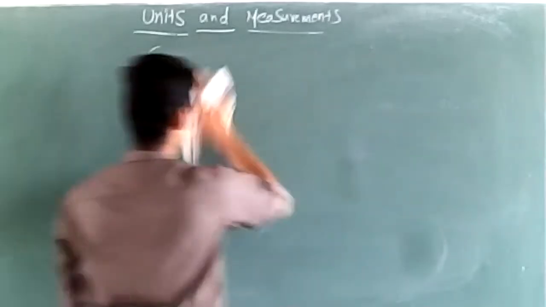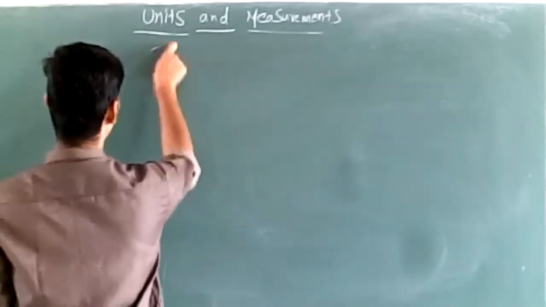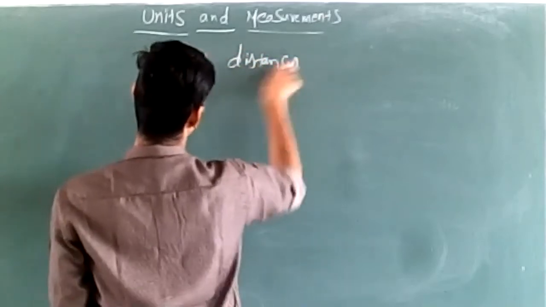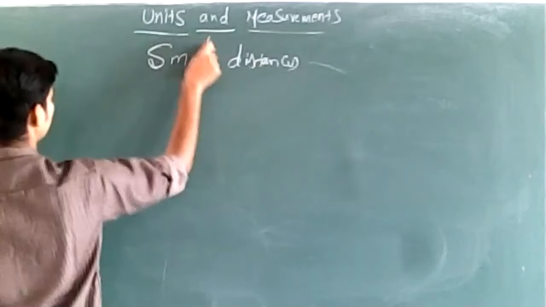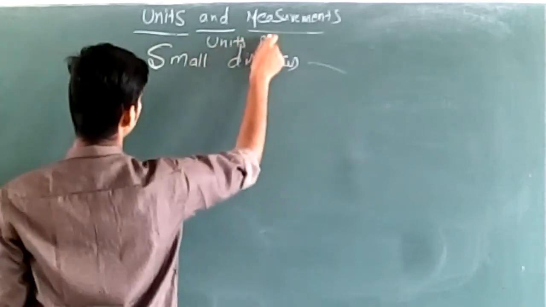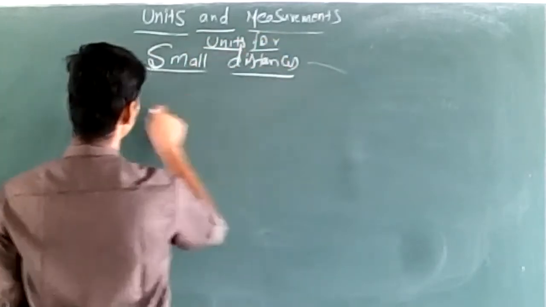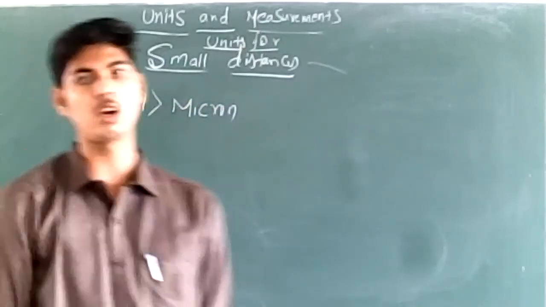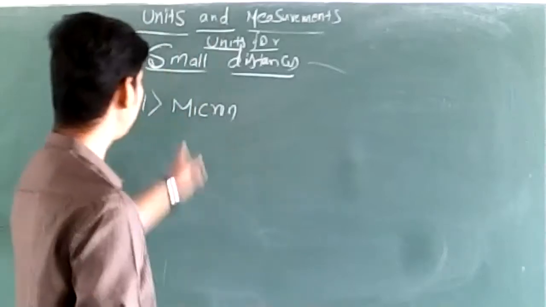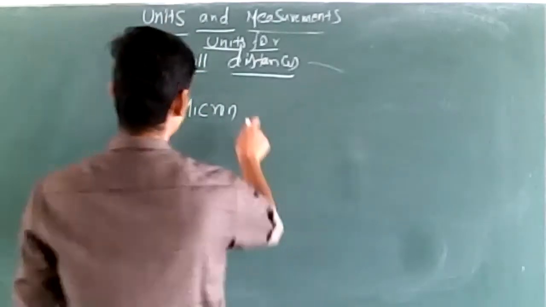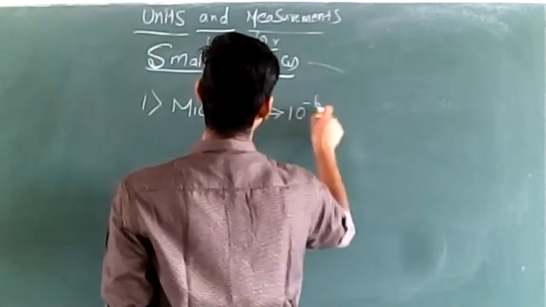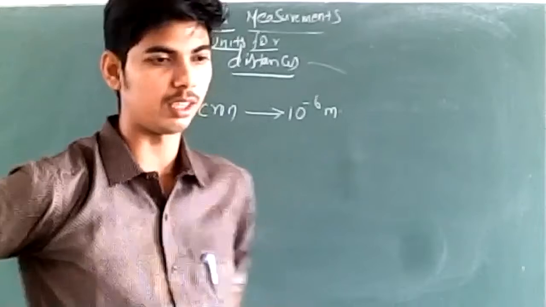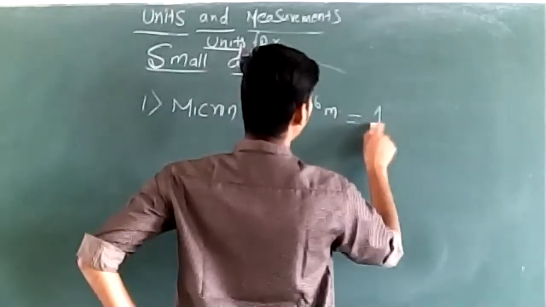They must be known to you. See, some units used for measuring small distances. The first unit used for measuring small distance is micron. M-I-C-R-O-N. Micron means 10 power minus 6 meter.